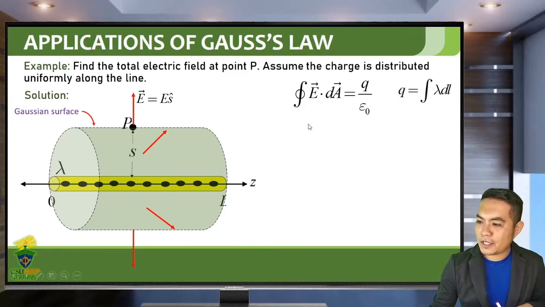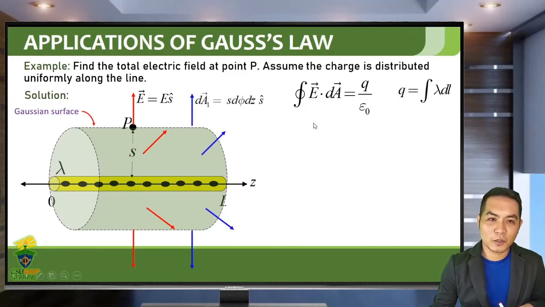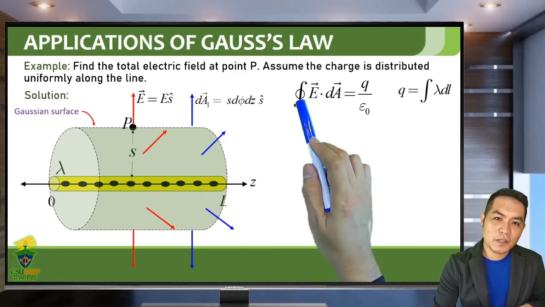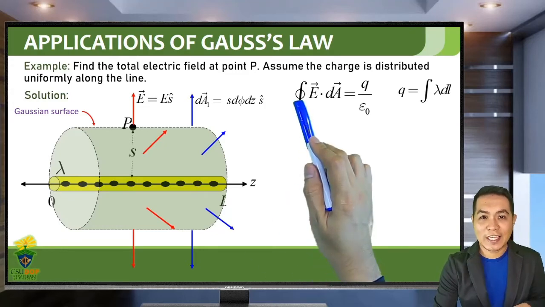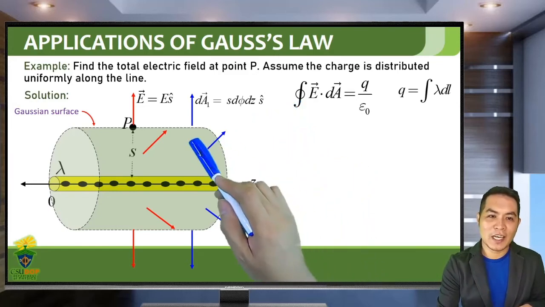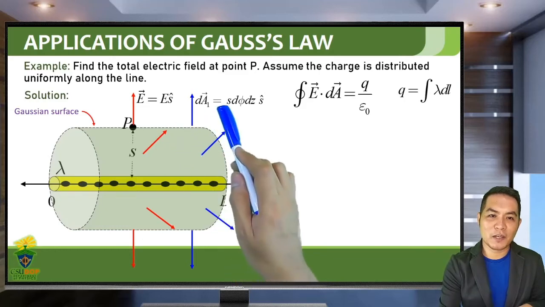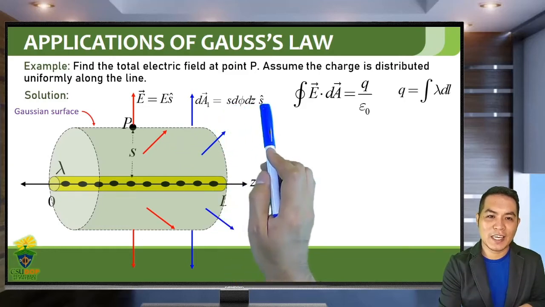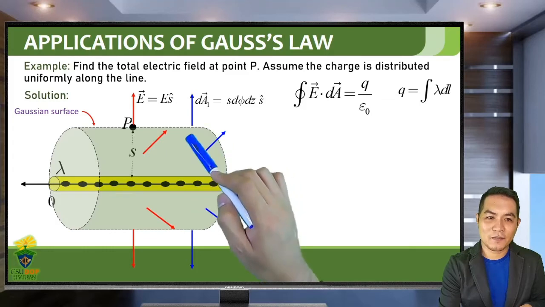Similarly, for the area vector, since the Gauss's law equation is a closed surface integral, you need to include all of the possible areas. In this case, we have two areas. The area of the body of the cylinder, dA1, which is s d phi dz. Its direction is s hat, radially outward.